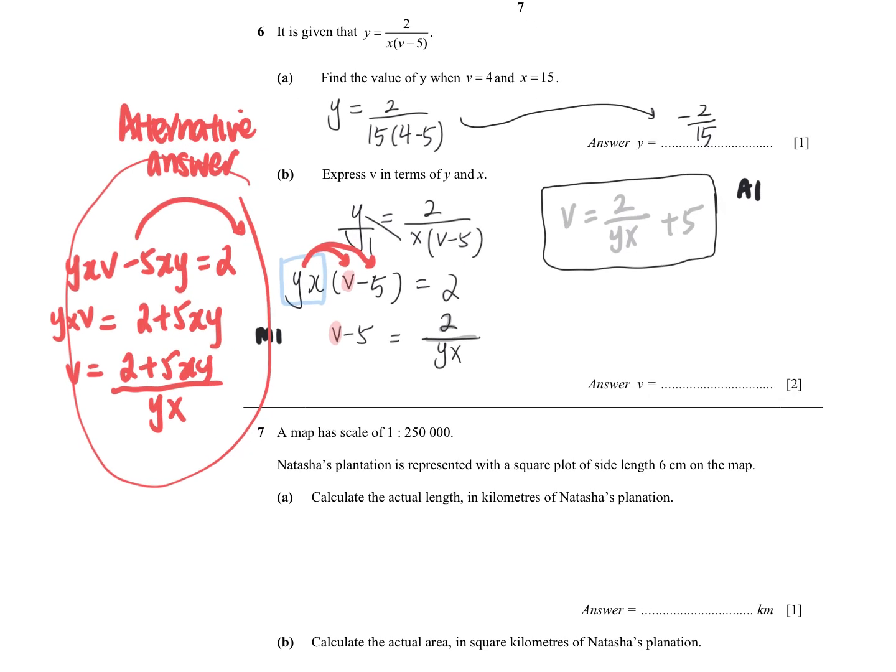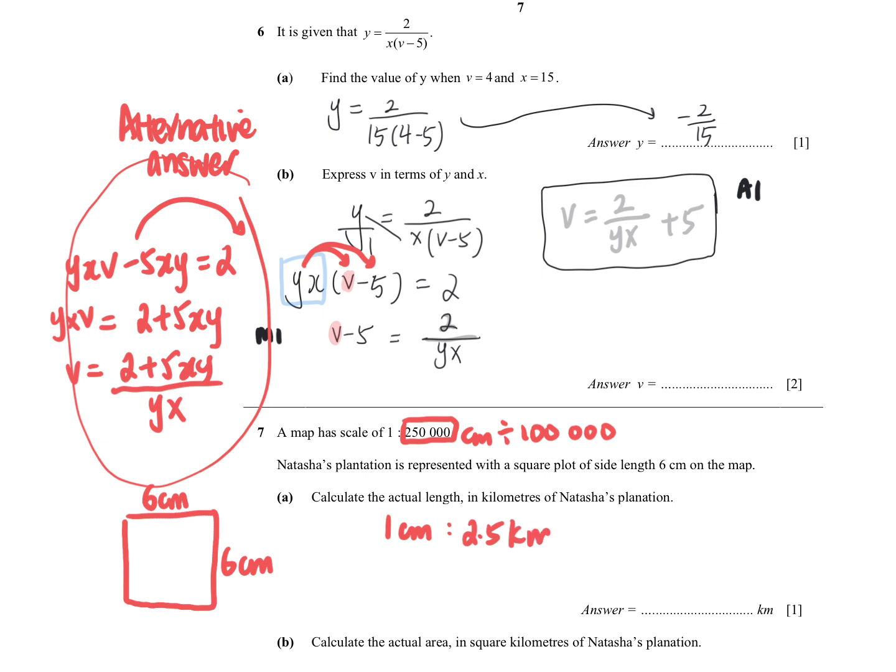Okay, next one. This one tells me I have a square plot, 6 cm by 6 cm. So what is the actual length? So 1 cm on the map, this one is always cm, you should divide by 100,000. So actually it's 2.5 kilometers. So to find 6 cm, I times 6. So I should get 15 kilometers. So this is the first answer.